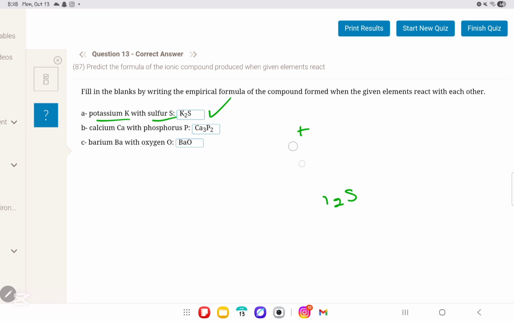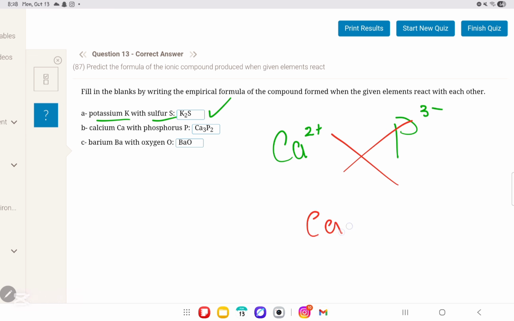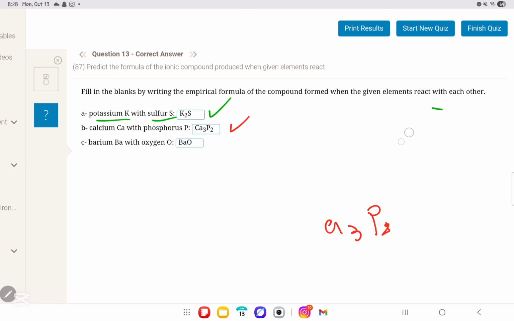Now, calcium and phosphorus. Calcium, we know it's found as Ca2+. Phosphorus, we know it's found as P3-. So we do the crisscross. It's going to be Ca3P2.